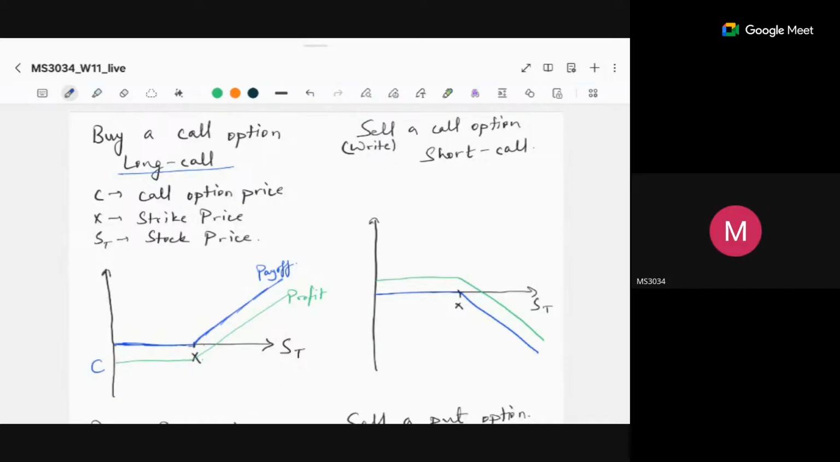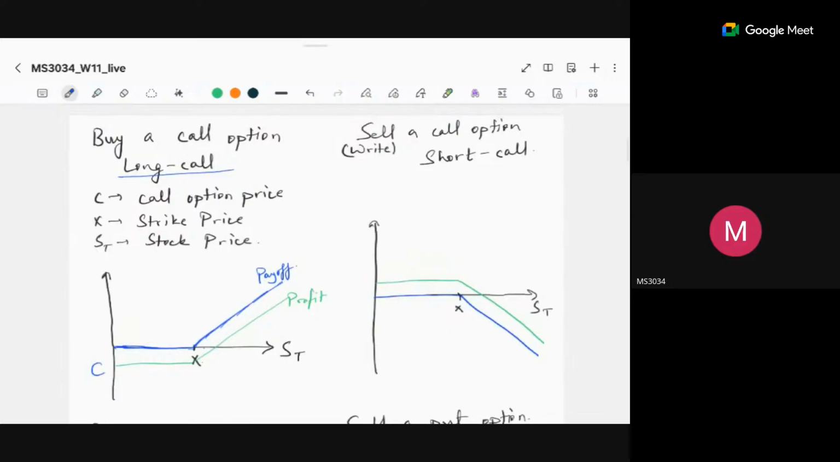Okay. Now let's take the other side of this trade. If you are buying, there will be someone else who will be selling this call option. Selling the call option is also called writing an option. If someone says I write a call option, that means he is selling a call option. In other terms, we call it a short call position also. So what will be the payoff diagram in this case? Till X, if my stock price is less than capital X, then my option will not be exercised and the payoff will be 0. This blue curve is the payoff.